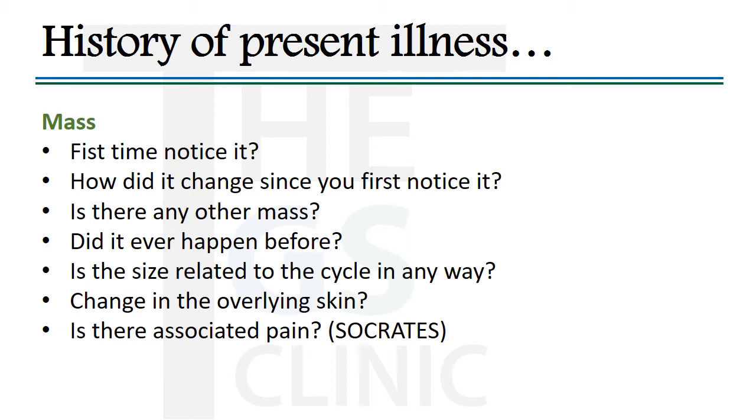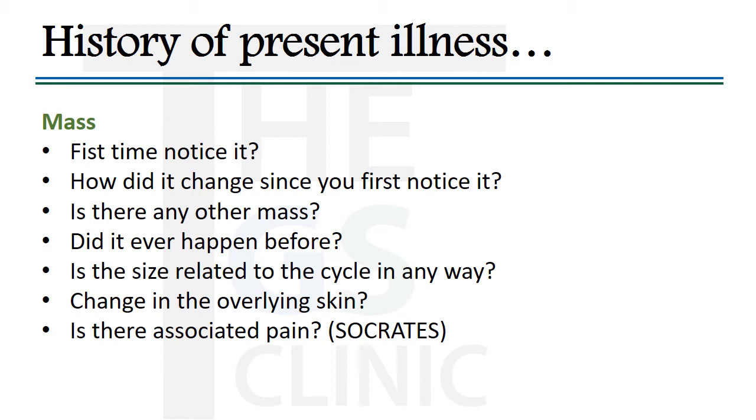The first question is: when did you first notice this mass? The patient will answer 1 month, 2 months, 2 years, 5 days, 3 days, whatever the answer is. It's just a simple closed question and it will have one answer. After that, you can ask: how did this mass change since you discovered it? When you have a mass, it will change. Either it will stay the same size, or it will decrease, increase, or fluctuate, like increase or decrease with the cycle, or whatever the change will be according to the patient's answer.